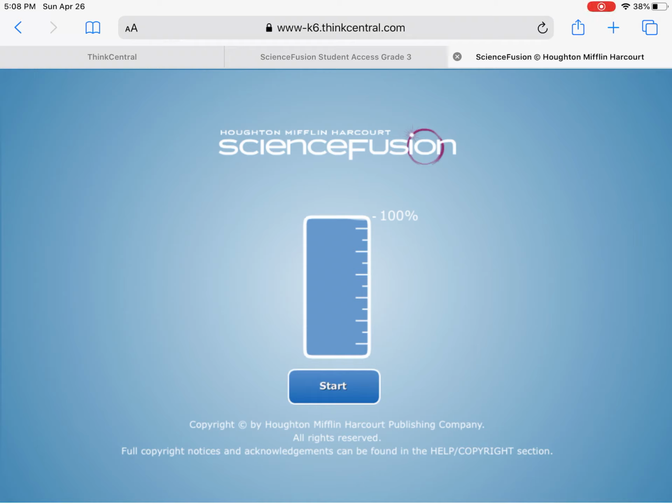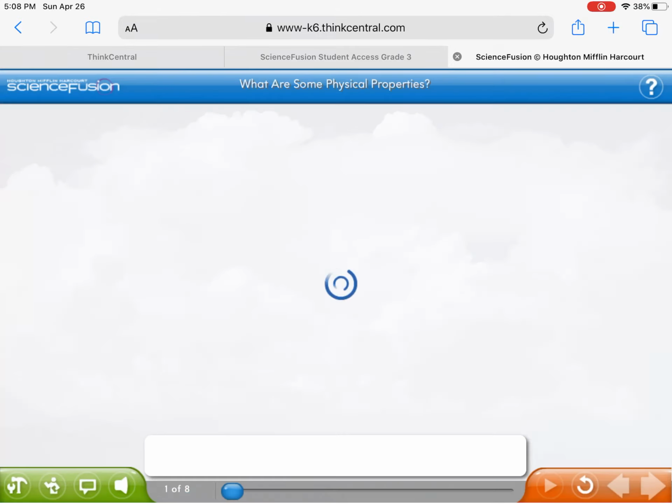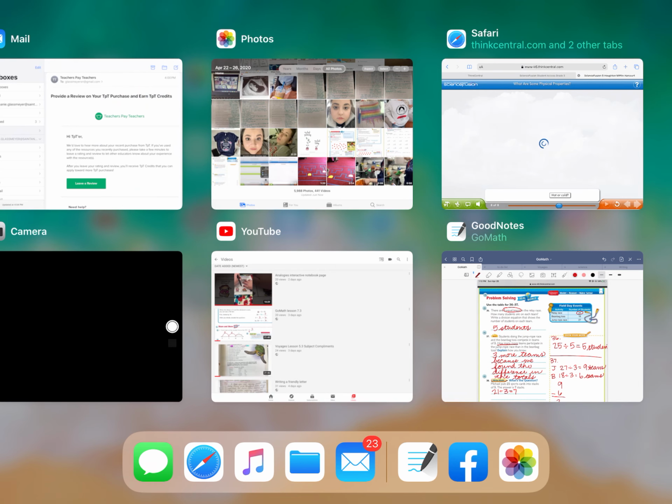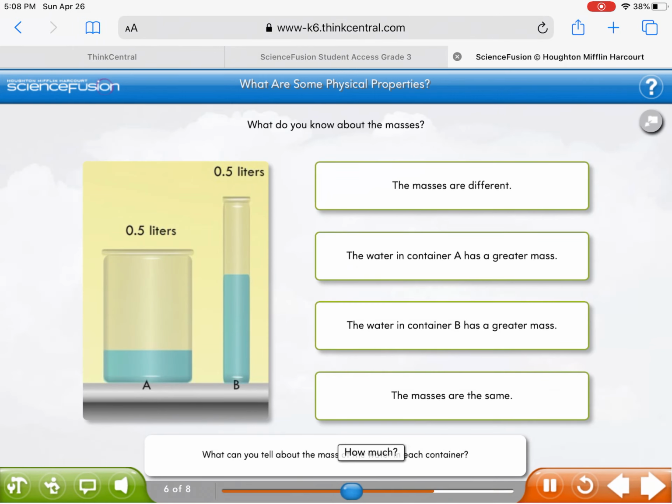Alright guys, today for science we're going to do Unit 5 Lesson 1, which is the properties of matter. Let me start. Look at these two containers. They each contain water. What can you tell about them?